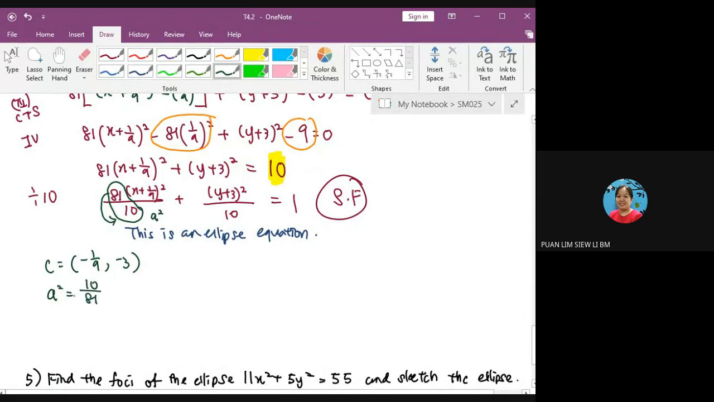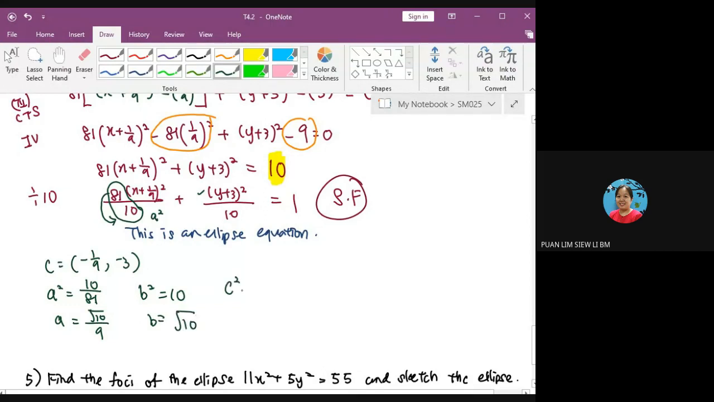Okay? A square adalah nilai di bawah. So dia bukan 10 saja. So perkali di atas tu 81 kena turun balik. So dia akan jadi 10 per 81. So your A will be square root of this. So square root of 10 over 9. So what's your B square? So B square is clear. So B square is equal to 10. So B will equals to square root 10.